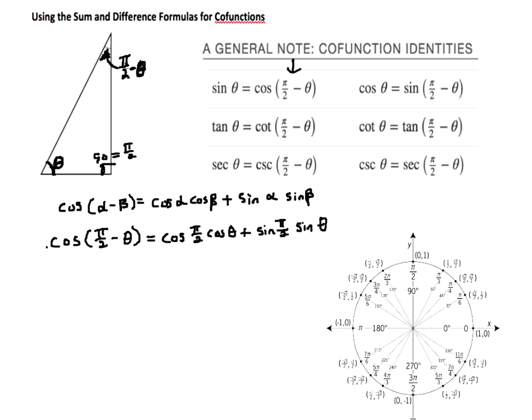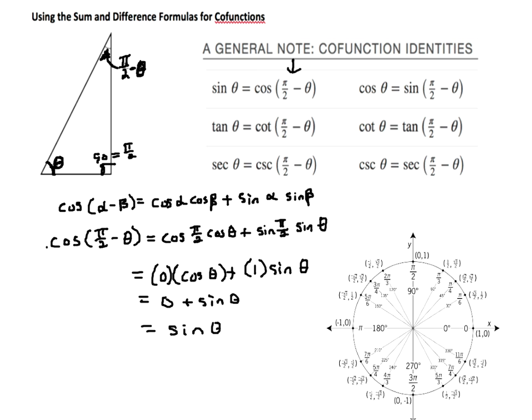The cosine is 0, the sine is 1, so that makes this really nice, neat, and quick, believe it or not. After everything we've been through, this is easy. Cosine of pi over 2, that's the x value, so I've got 0 times cosine theta plus sine of pi over 2 is 1 times the sine of theta. That is 0 plus sine theta, and we have just shown that the cosine of pi over 2 minus theta is the same exact thing as the sine of theta. That's it. And we're not going to do it for the other ones. I just wanted to show you one of them.